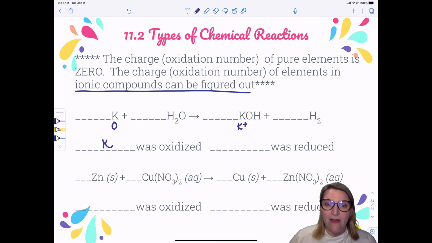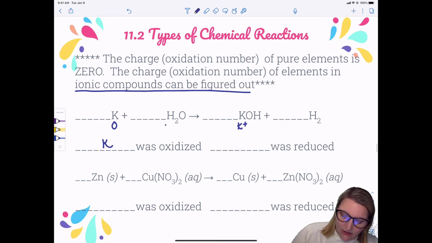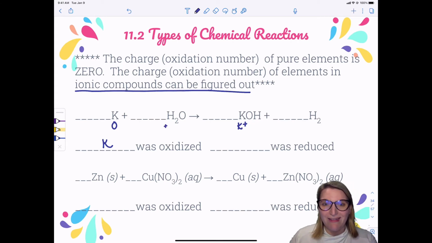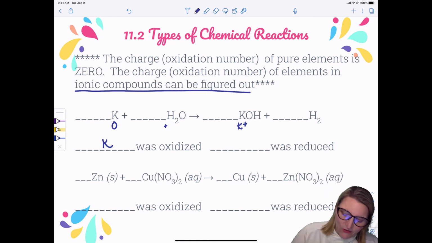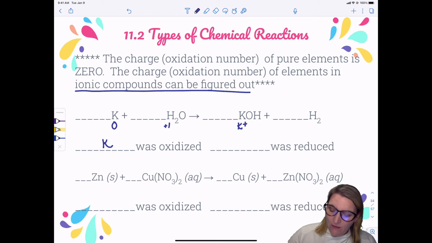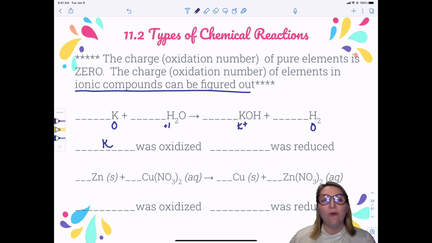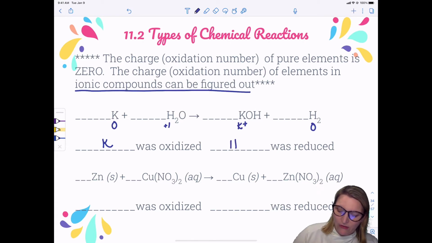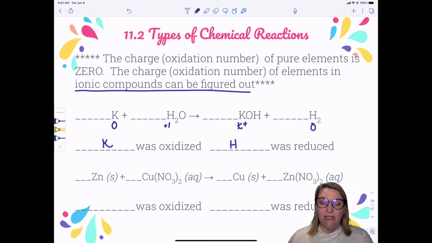Hydrogen, I know this is in an ionic compound, but when it's with oxygen, hydrogen sometimes behaves like a metal. So we could think of it as having a +1 charge, because over here it is neutral. So if it goes from positive to neutral, what must have happened? It must have gained an electron, which meant that the hydrogen was reduced. All you need to do is say what element it was.